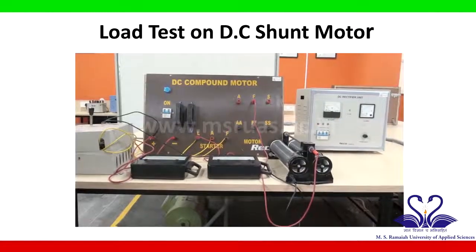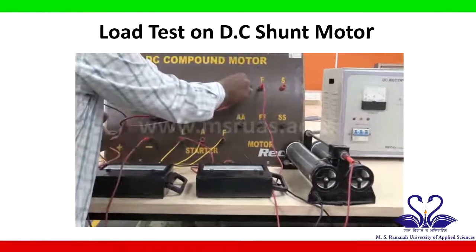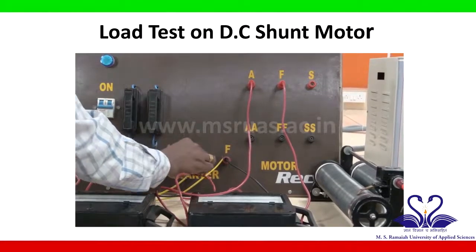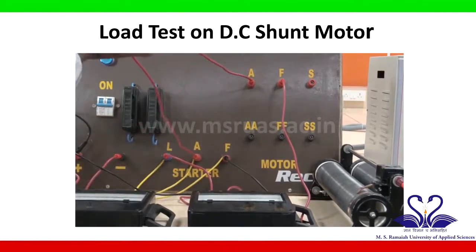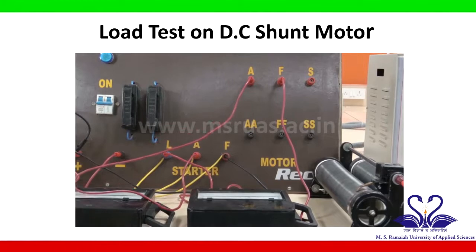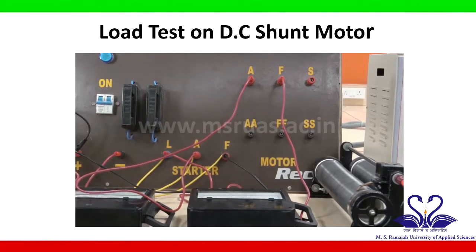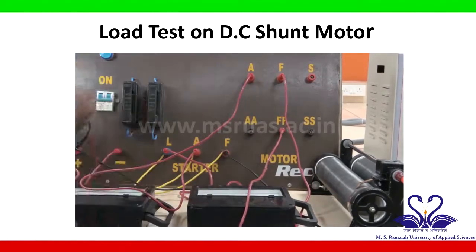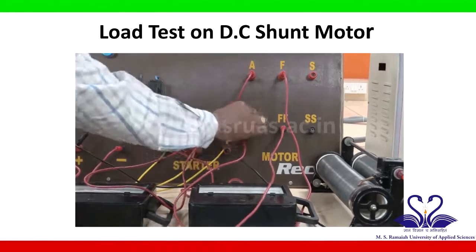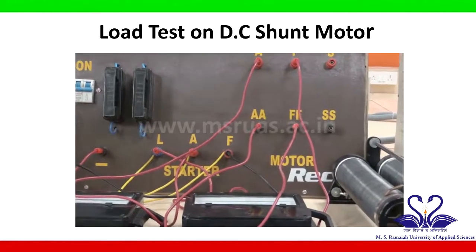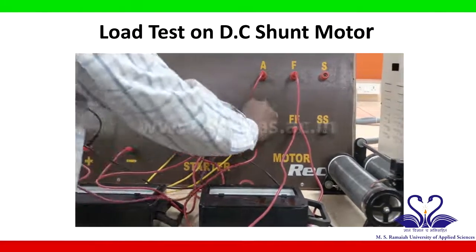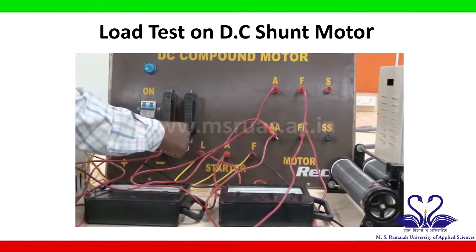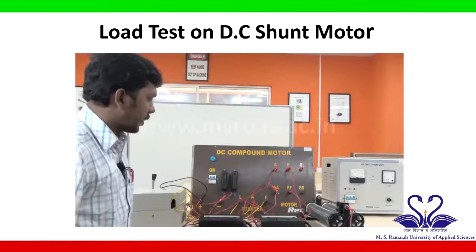Now short the armature terminals, that is motor armature terminal A and the 3-point starter armature terminal A. Now A and A are shorted. And next, short the armature terminals and field terminals, that is AA and FF. So FF of the motor terminal is connected to the AA of the motor terminal, and again AA of the motor terminal is connected to the negative of the motor supply terminal. With this, connections are finished.